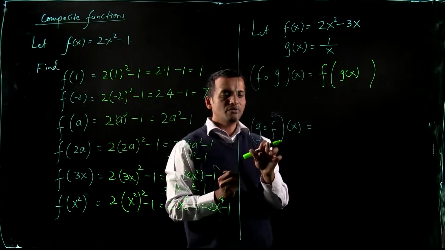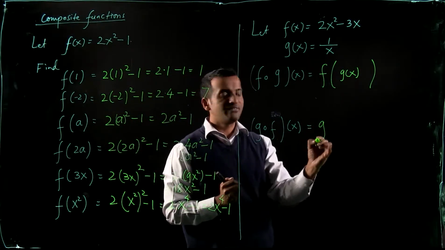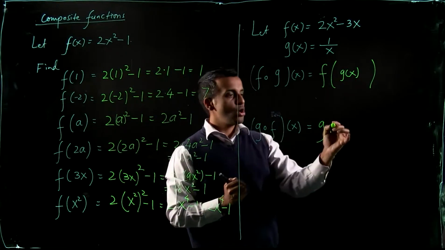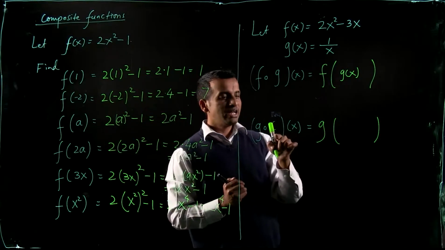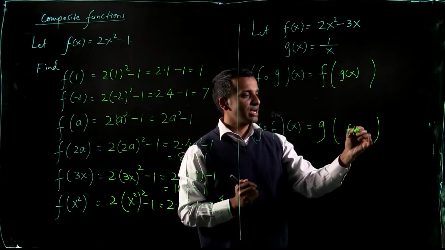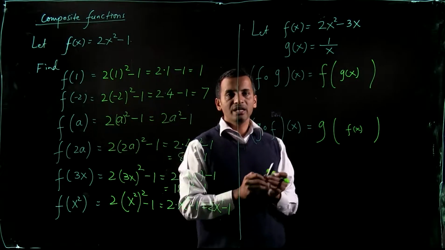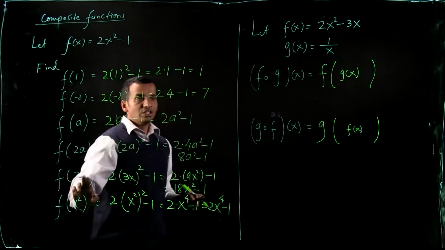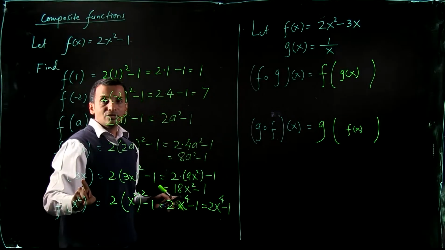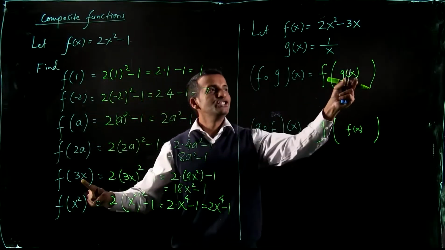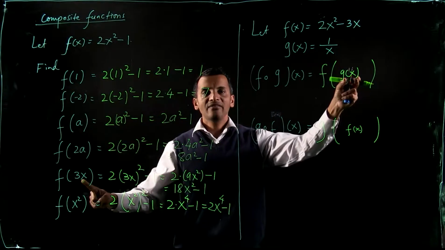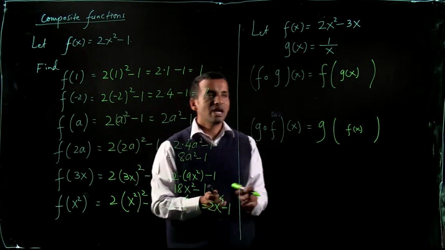Okay. Similarly, if you want to find g of f, you write g first, and then instead of that o, you write a parenthesis there, and then f of x. You write f of x there. Okay. So similar to these, instead of f and then 3x, we have f of g of x, right? F at g of x. So how do you do that?